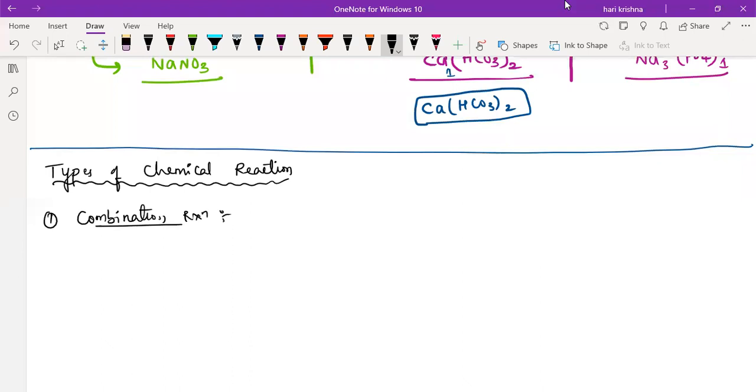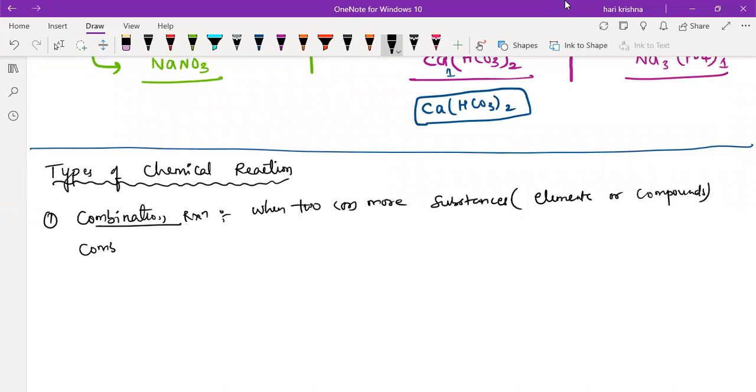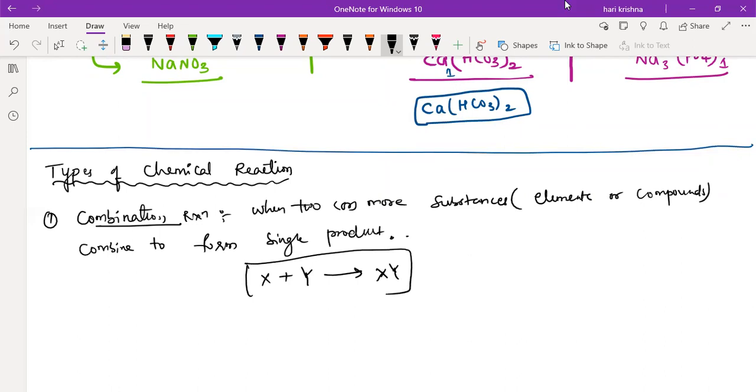So when two reactants come together to form one product. When two or more different elements or compounds combine to form a single product, it is called a combination reaction, right? The general formula for a combination reaction is X plus Y will always form XY.